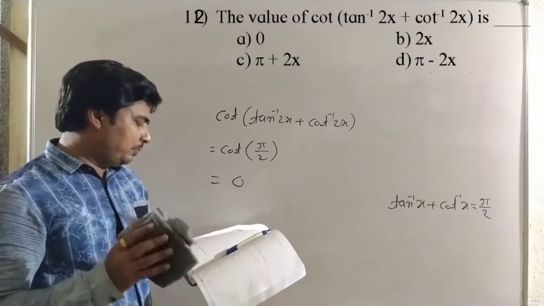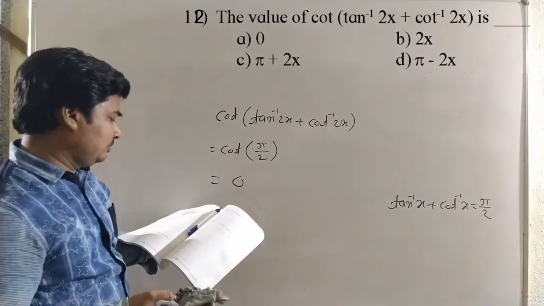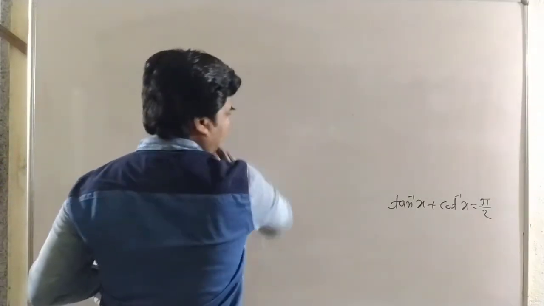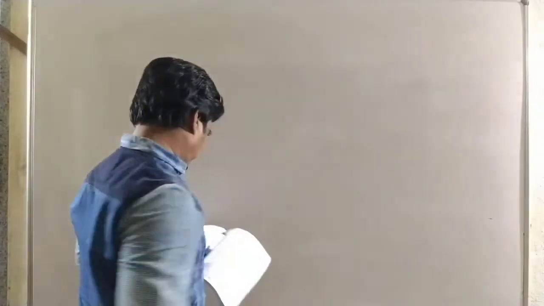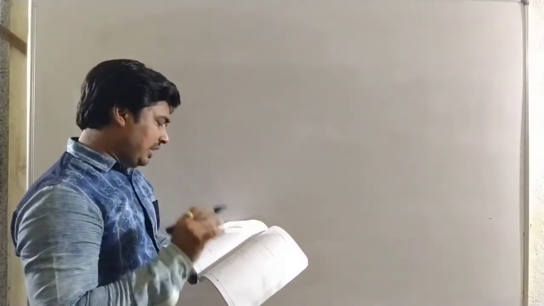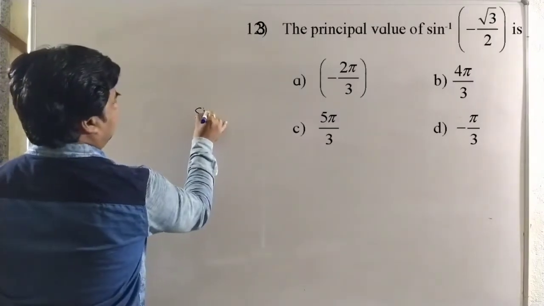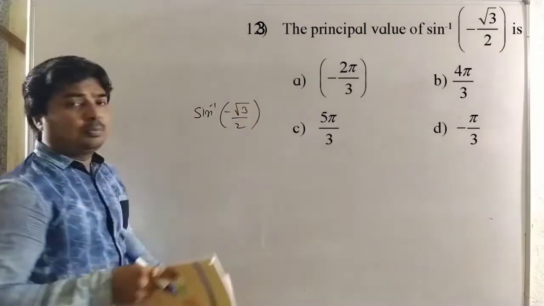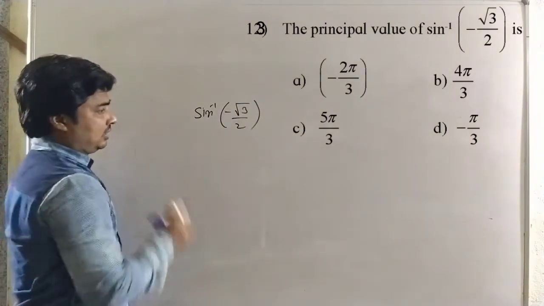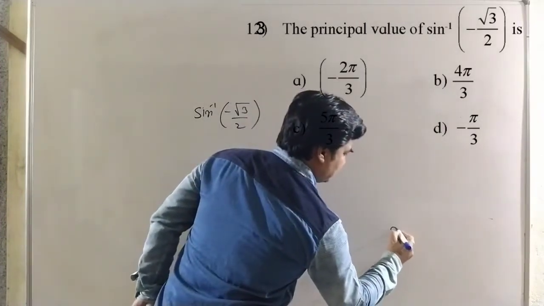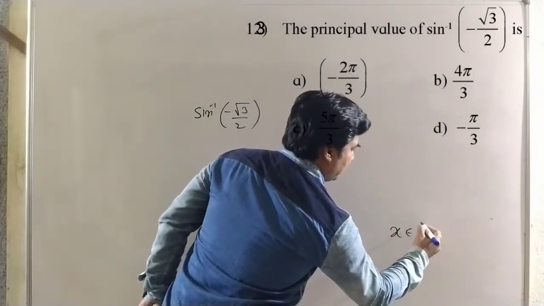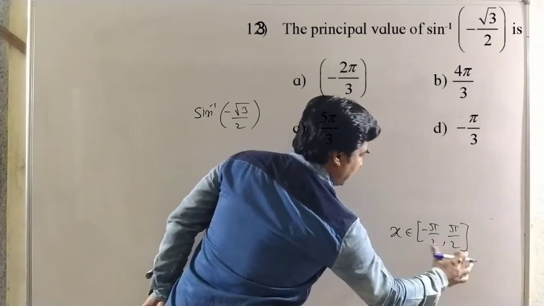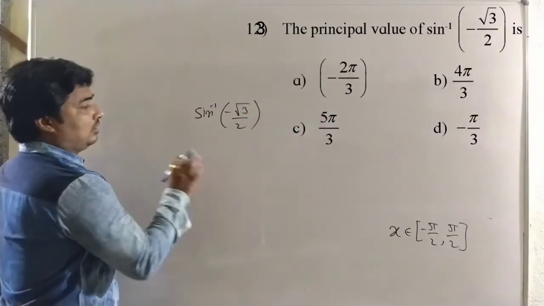Next, question number 13. The principal value of sine inverse of minus under root 3 by 2. Here we want to find the principal value. The principal value branch of sine inverse is minus pi by 2 to pi by 2.